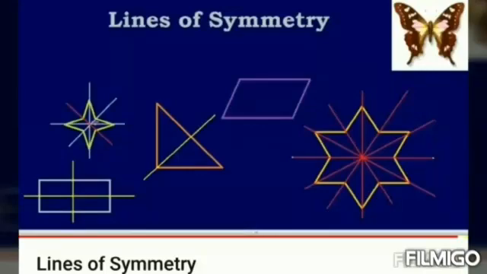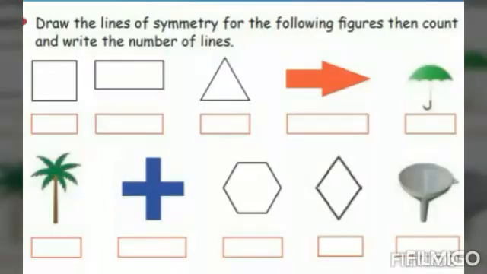Okay students, today your homework, page number 12 and 13. Draw the lines of symmetry for the following figures. Then count and write the number of lines. First one, square, 4 lines of symmetry. Rectangle, 2 lines of symmetry. Triangle, 3 lines of symmetry. Arrow mark symbol, 1 line of symmetry. Umbrella, no line of symmetry. Tree, no line of symmetry.